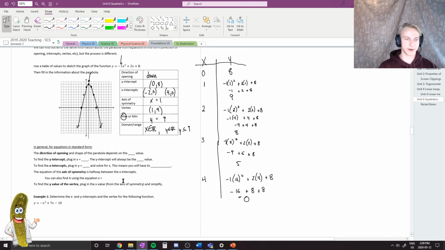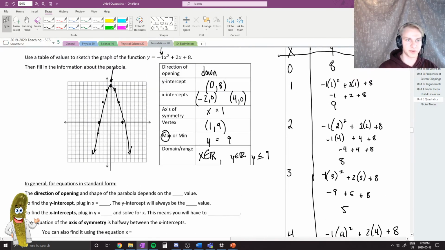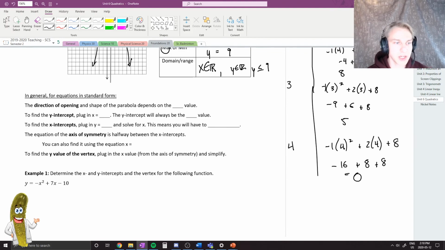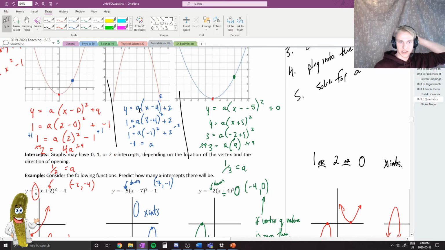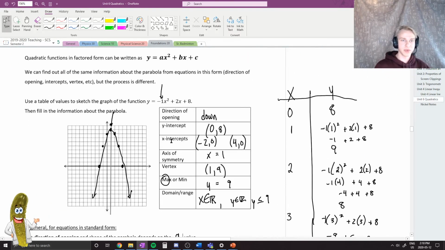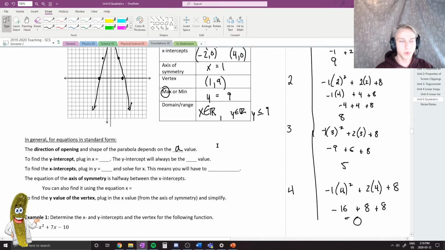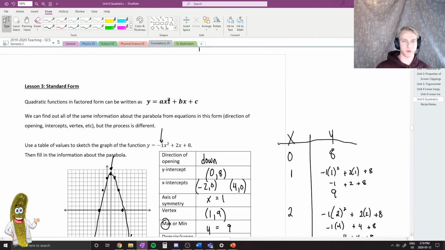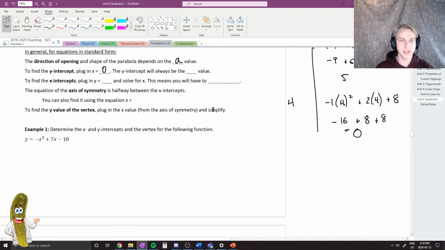And so what we'll see here is we can fill out a number of pieces of information based on what we just did. The direction of opening and shape of the parabola depends on the a value. And that was exactly similar to what we saw yesterday, that the a value would depend on both the width or the narrowness of the parabola, and it would also depend on what direction it opened. If you want to find the y-intercept, you plug in x is equal to 0. And when you do so in standard form, what you'll find is that y is always equal to 0 plus c, or y is just equal to c. So the y-intercept is always going to be the c value.